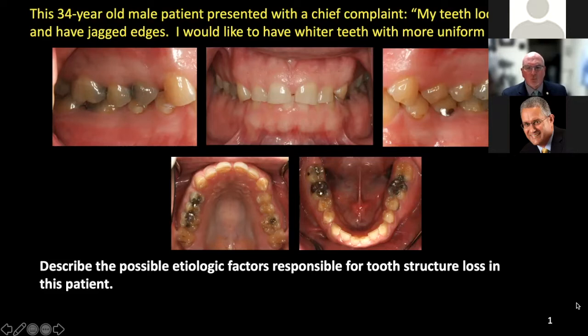Seeing generalized wear like this tells me that the patient is probably in group function. The patient may not have been in group function all their life. They may have at one point in time had mutually protected occlusion, but at this point they do not.